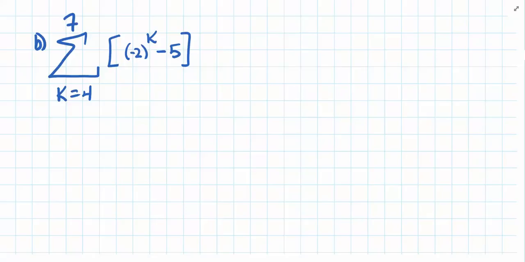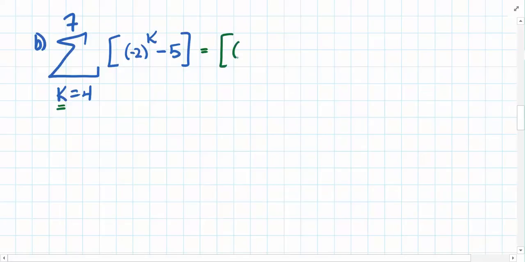Let's take a look at example B. Now this has a k down here. That's okay, it doesn't have to be the letter i. You can use any variable you want. So k goes from 4 to 7 of negative 2 to the k minus 5. We're going to expand and evaluate. The first one is negative 2 raised to the 4th power, because notice it's telling me to start with a 4.